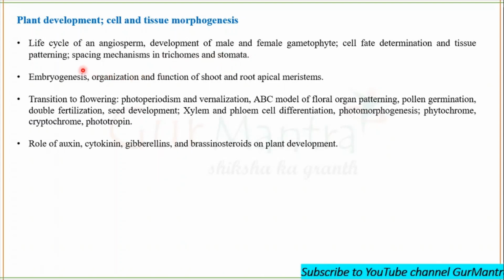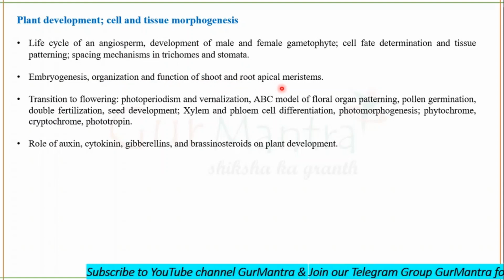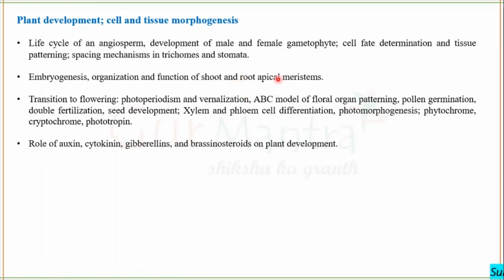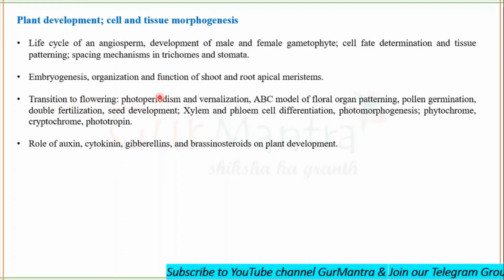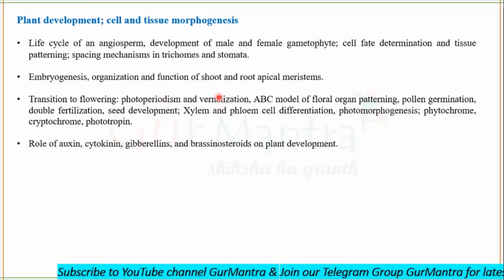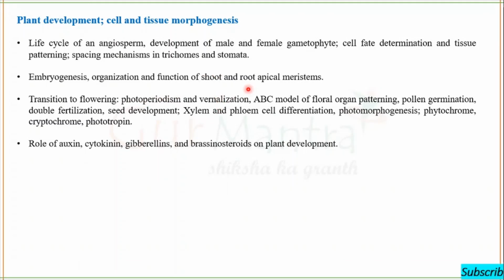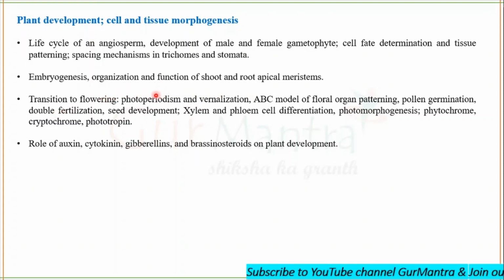We will see the embryogenesis, how the shoot and root apical meristem has been organized and what function they perform. We will see the transition to flowering. We know that photoperiodism and vernalization are the important aspects that play an important role in flowering. So we will discuss about these.